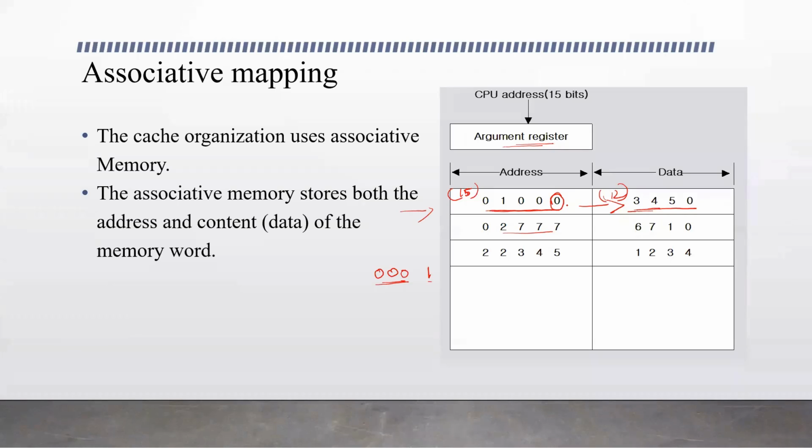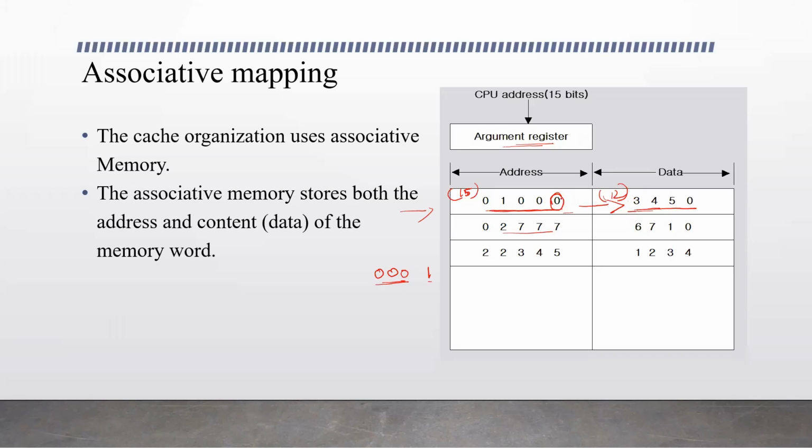Okay, so this way of mapping the data between main memory and the cache memory is called associative mapping. The cache associative memory stores both the address and the data. When the CPU wants to refer to a data, it places the address in the argument register, and that address is compared directly with the address in the cache memory. If it is available, the data is accessed.